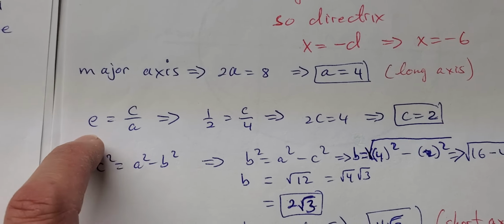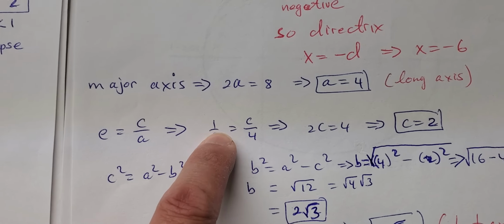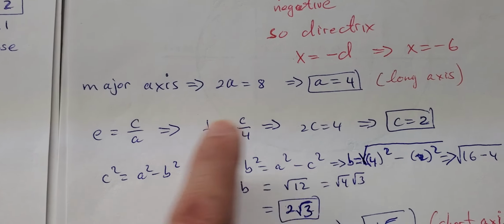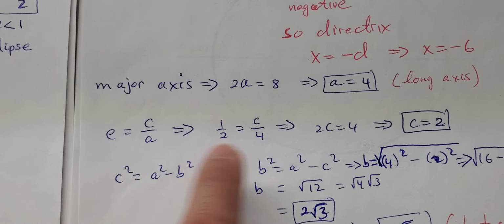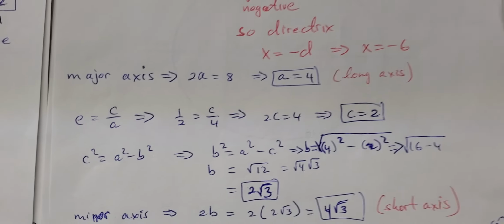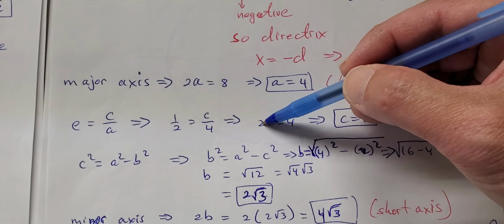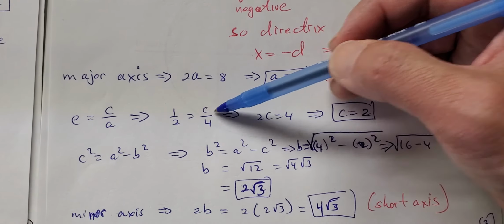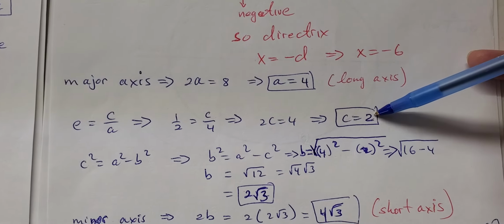By default, e is equal to c over a. Well, we know what e is, e is 1 over 2. We know what a is, a is 4, which we found out here. So e is 1 over 2 equals c over 4, because a is 4. So all you have to do is cross multiply. 1 times 4 is 4. 2 times c is 2c. One more time, 1 times 4 is 4, 2 times c is 2c. Just divide by 2. So c is 2.